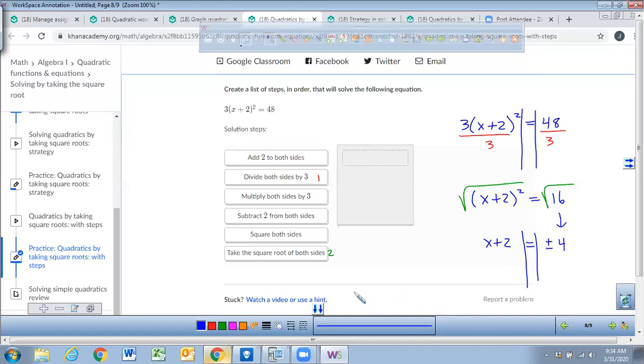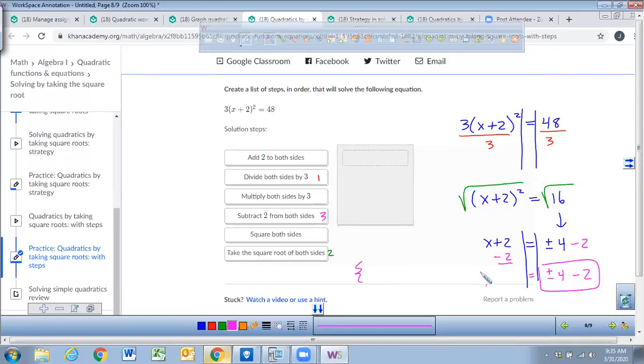And our final and last step, what do we do to both sides to solve for x? Take away 2. That's it. And our answer would be plus or minus 4 minus 2. So we'd have to basically make 2 equations, and we subtract 2 from both sides. That'd be step number 3. So this one only has 3 steps.